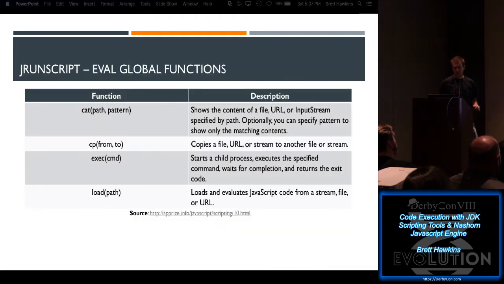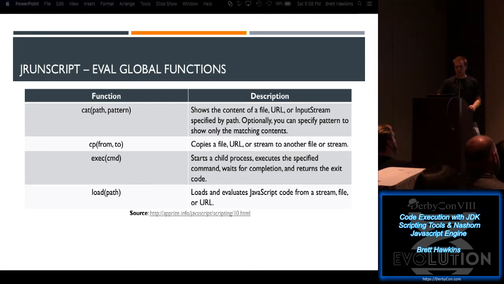So when I was looking up the different global functions, again, what I said was I was looking for something that could execute interpreted code locally or remotely, could be used as a file downloader, or could be used to execute system commands. So these 4 global functions that you can pass to JRunScript do exactly that. First one, cat, says shows the content of a file, URL, or input stream. URL being the keyword, so I'm like, oh yeah, there's a file downloader, awesome. And then the copy function said copy a file, URL, or stream to another file or stream. Add URL, so I was like, yes, another file downloader, awesome.